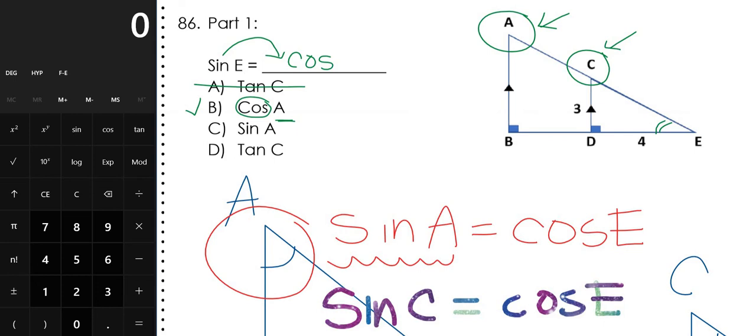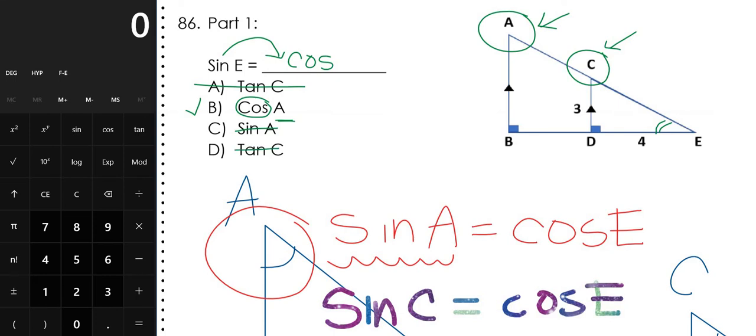Choice C says sine of A. Well, it's not sine. It's always opposite functions there. Sine turns into cosine, cosine turns into sine. So you have to have opposite functions there that you're going to set equal. So I'm not going to use the sine. And lastly, they have tangent. That's not going to be it either. So it's going to be choice B.